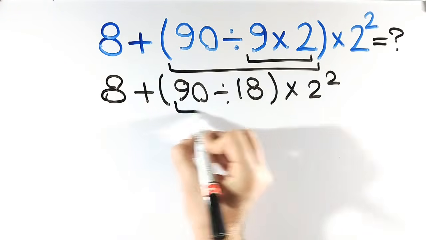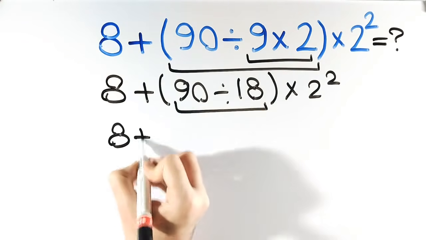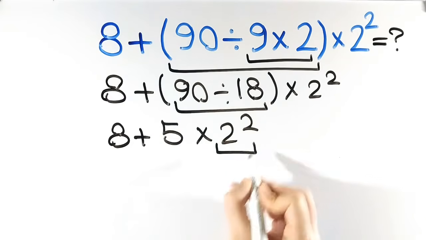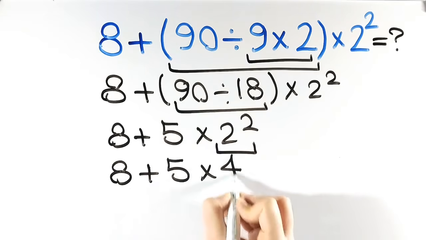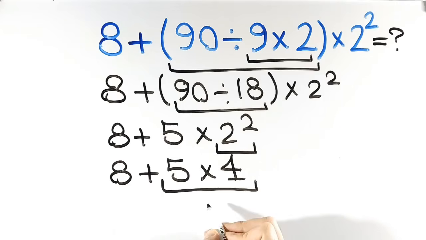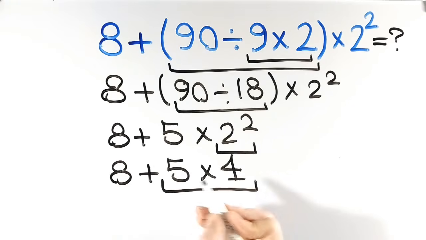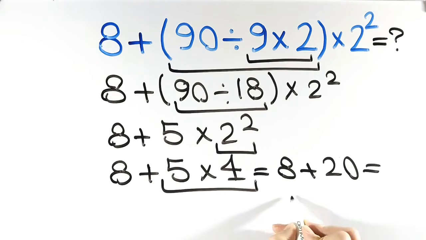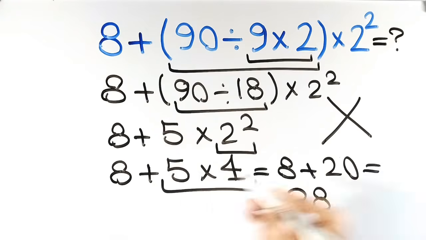And the next step, they go for the division between 90 and 18 and write this expression as 8 plus 5 multiplied by 2 squared. Then they go for the exponent and write this expression as 8 plus 5 multiplied by 4. And the final step, they go for the multiplication between 5 and 4 because they think multiplication has priority over addition. So, they rewrite this expression as 8 plus 20, which finally gives them the answer 28. However, this answer is absolutely wrong.